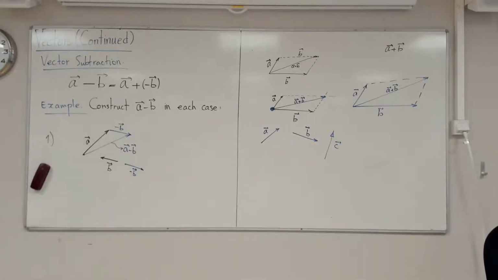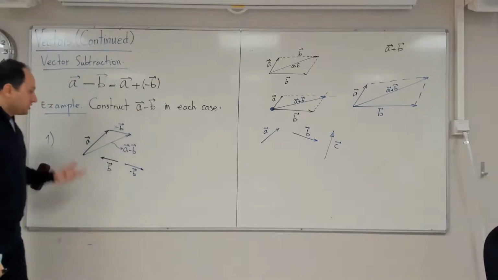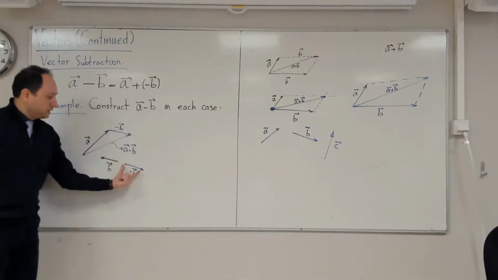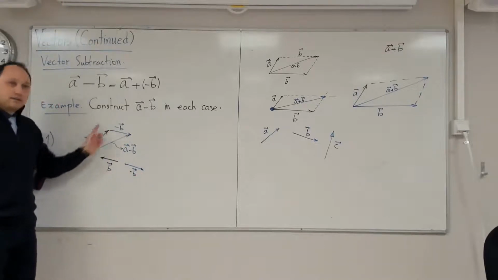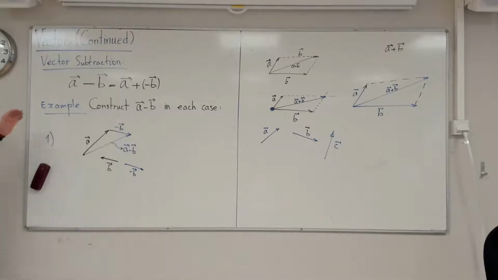It's not clear. So if you want to calculate, yes, calculate is not a good word. If I want to construct this vector, the first thing that I do, I take the negative one of the other one, draw it, parallel transport it, and then add them instead of subtraction. That is the very simple lesson of vector subtraction. Is there any particular question here?